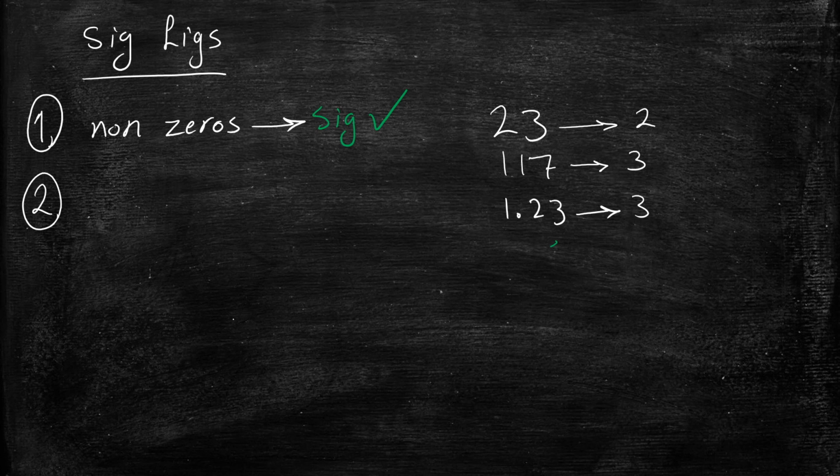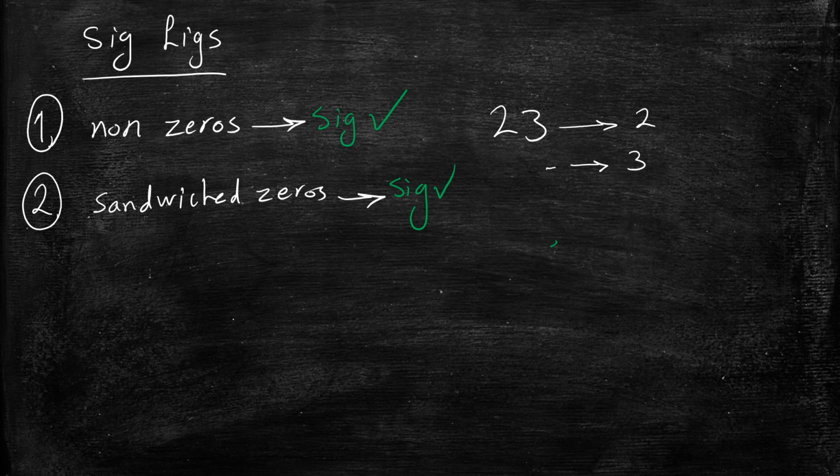Rule number 2, sandwiched zeros are significant. What does that mean, sandwiched zeros? That means the zeros that are in between non-zero digits. Look at this example. I have 2002. So these 2 zeros here are sandwiched between 2 non-zero digits, so they count as significant. So overall, this number has 2 sandwiched zeros and 2 non-zero digits, so overall it has 4 significant figures.